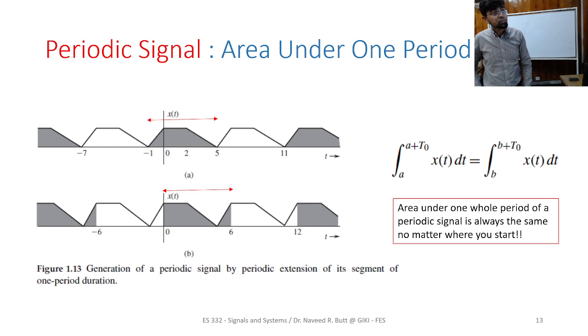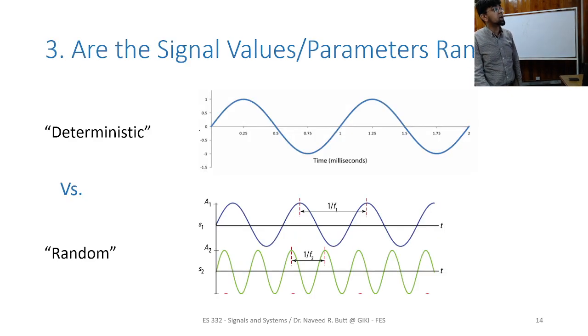But once you have proven it, then the area under one whole period of a periodic signal is always the same, no matter where you start. That's what we're saying. So the upper one starts with a equals -1. The lower one starts with a different point, b equals 0, as long as they integrate over t naught. Both integrated over the full t naught, continuous t naught. So that is an important result. We will come back to that.